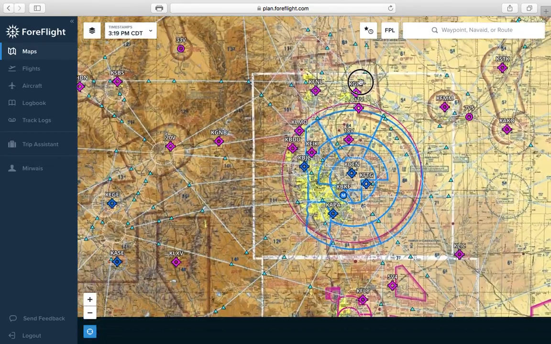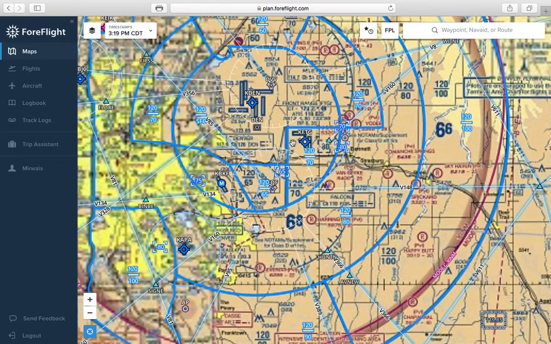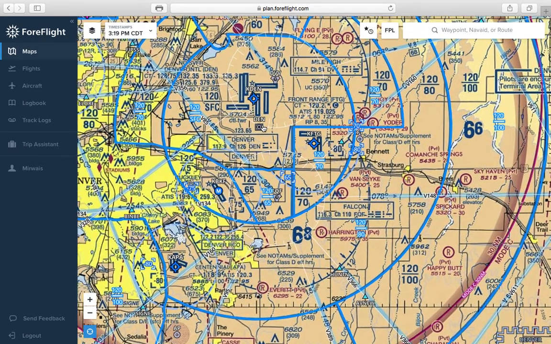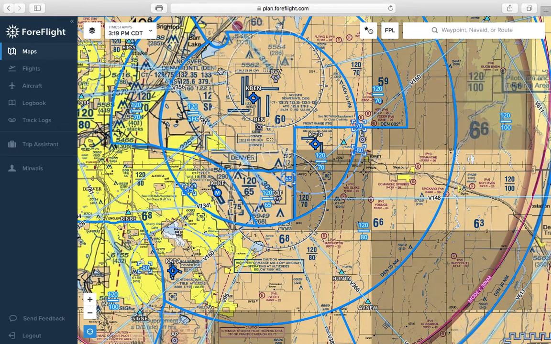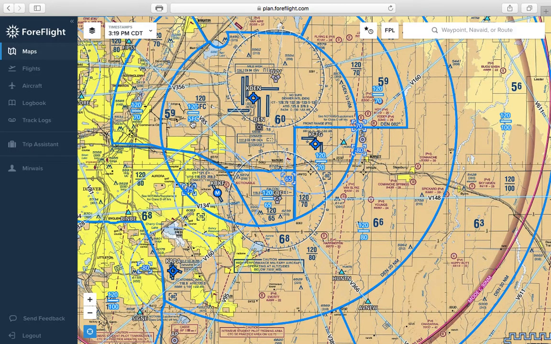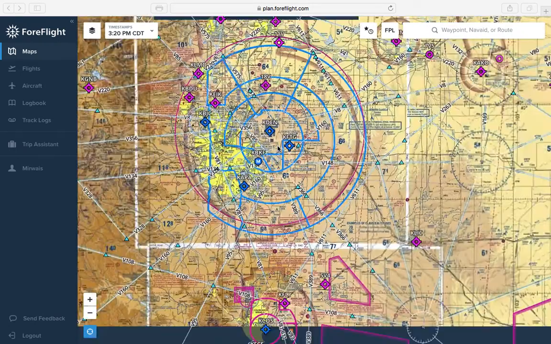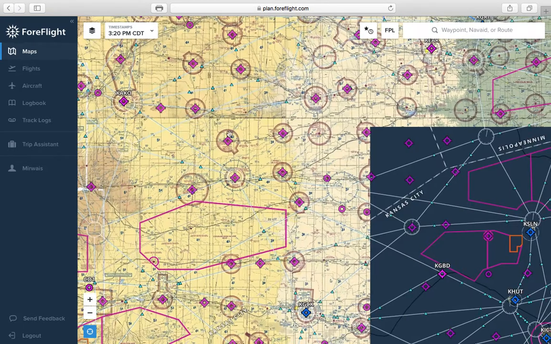Come up here, for example, let's look at this Bravo airspace. Taking Denver International, for example, it extends from the surface up to 12,000 feet MSL. So it depends on location how high they would extend. So let's go back to Chicago.